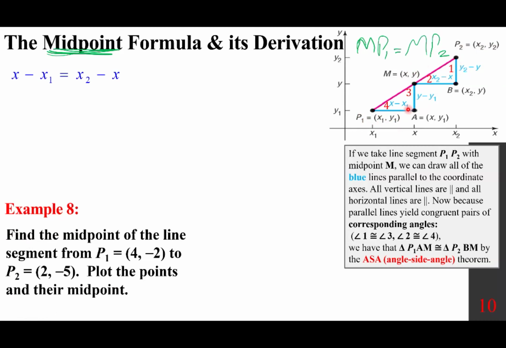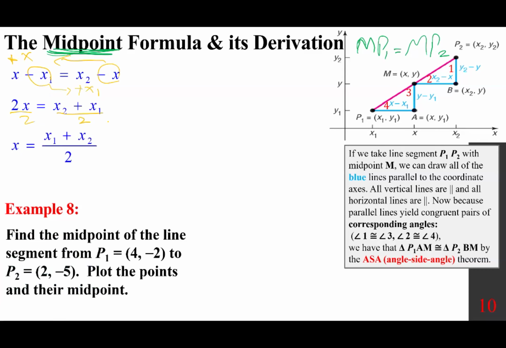In other words, this distance, which is x minus x sub 1, is the same as this distance, which is x sub 2 minus x. So they are equal. And if I move this, it becomes plus x here. Move this, it becomes plus x sub 1. And so if I divide both sides by 2, that's exactly what I have for x.